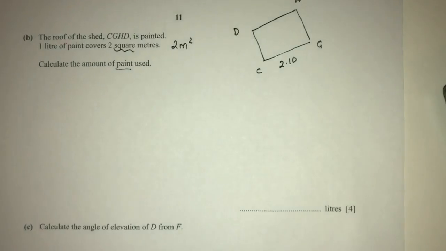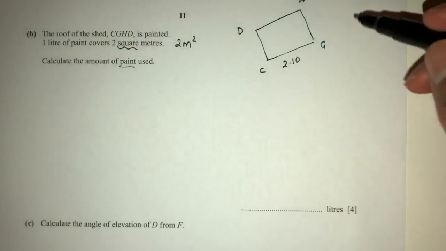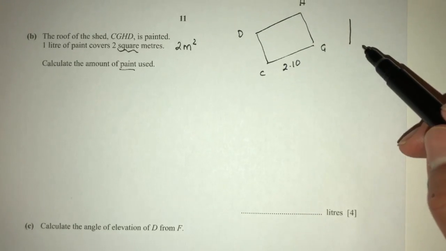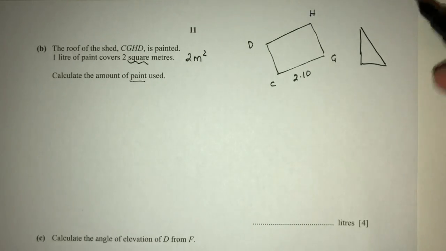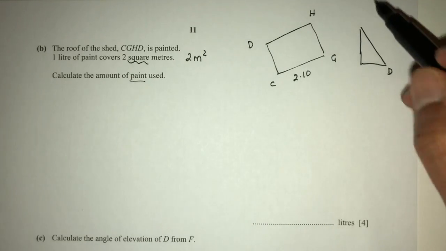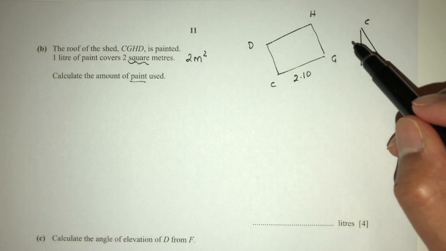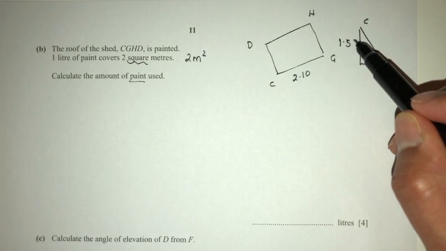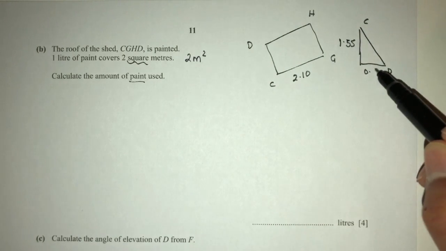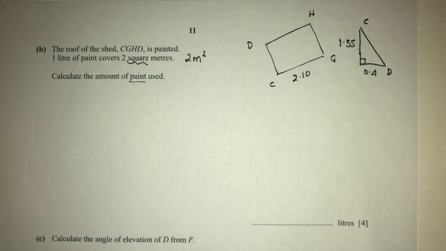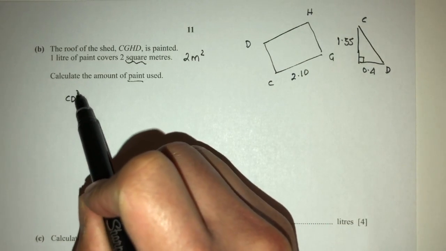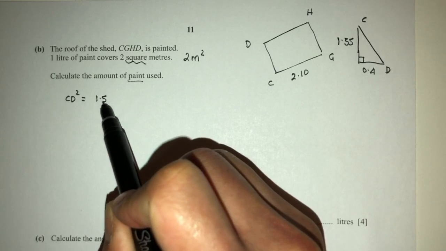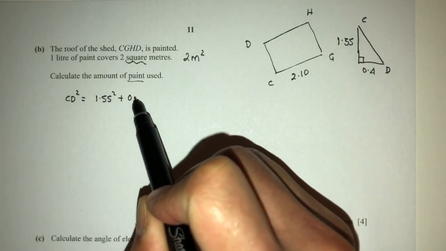So let me make a drawing here. I have my triangle, which I have derived from the shape of the trapezium. That will be D and C. I have the height of 1.55. This is 0.4, and this is 90. Okay, so now we have to find CD by using the Pythagoras theorem. So CD square will be 1.55 square plus 0.4 square.